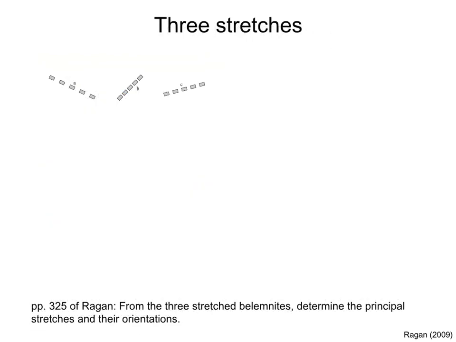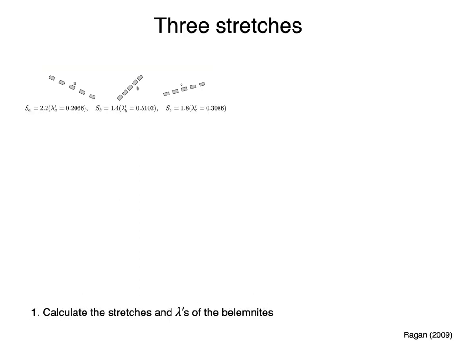The final example deals with finding the strain ellipse from 3 measured stretches, along different directions. Boudins, stretched elongated crystals, and belemnites are excellent markers from which the stretch can be measured. From the 3 stretched belemnites in the figure, determine the principal stretches and their orientations. We start by measuring the original and final length of the belemnites, and from them we can calculate the stretch of these markers, SA, SB, and SC.